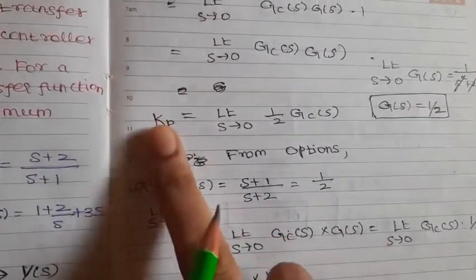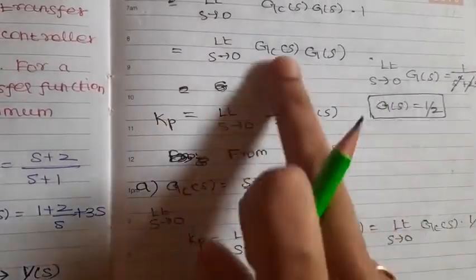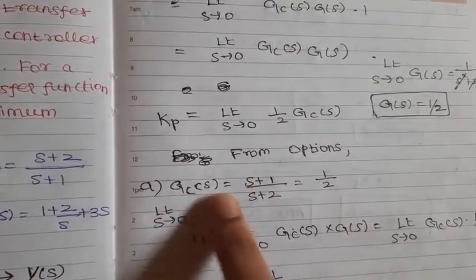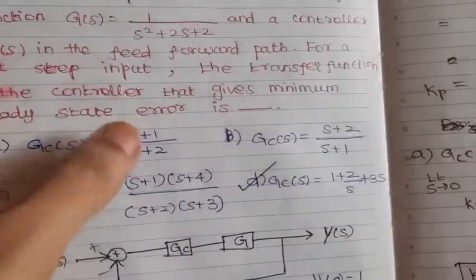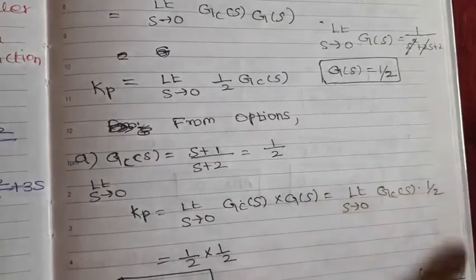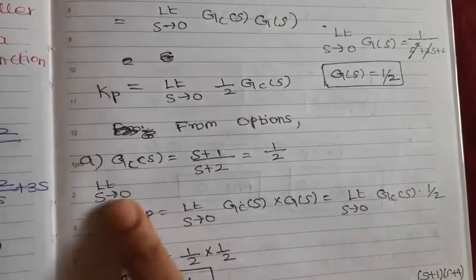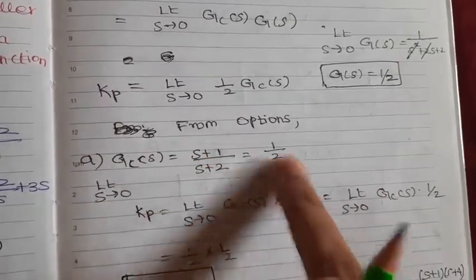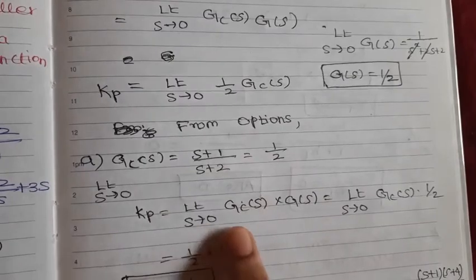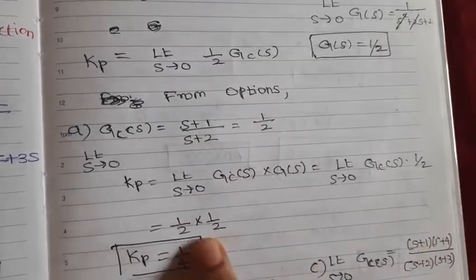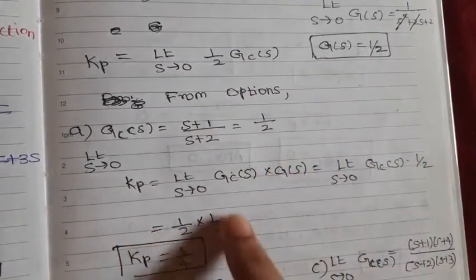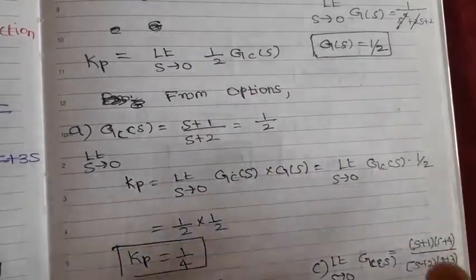Kp is equal to limit s tends to 0 of G(s) into Gc(s). So from the options, option A, Gc of s is given as (s plus 1) by (s plus 2). Substituting s tends to 0 here, we will get 1 by 2. G of s value is already 1 by 2, so 1 by 2 into 1 by 2 is 1 by 4 for option A.